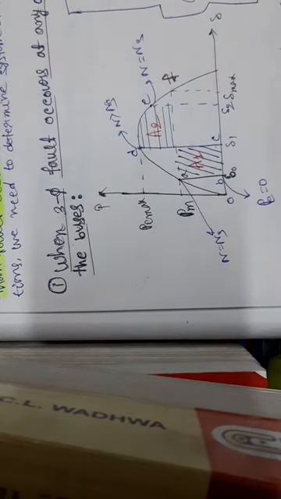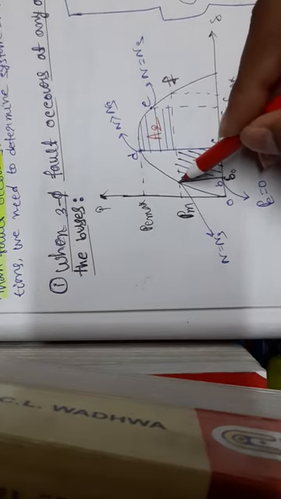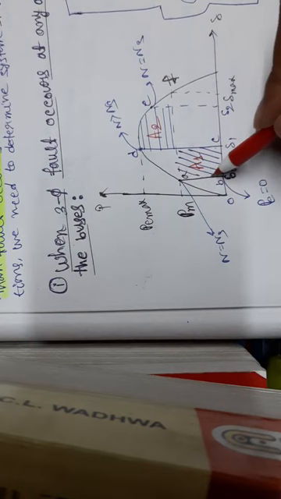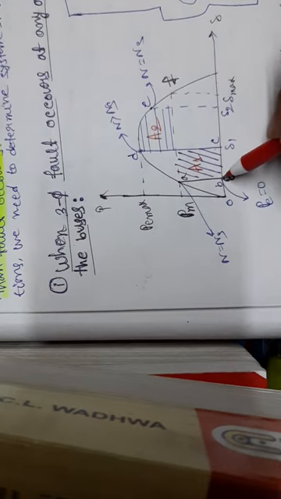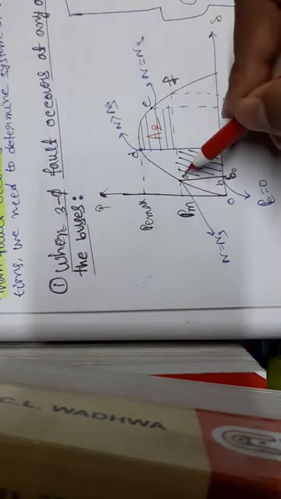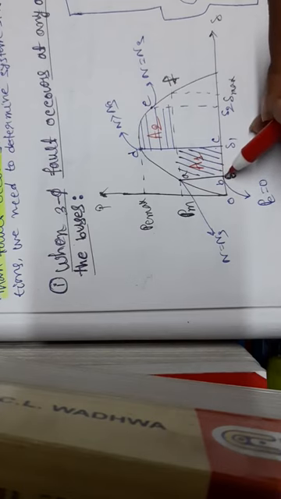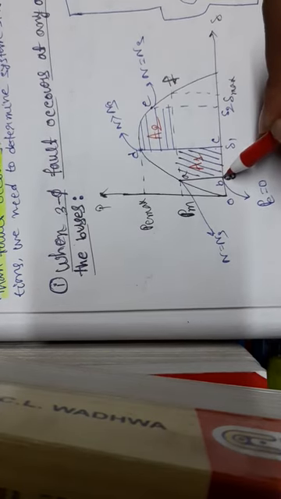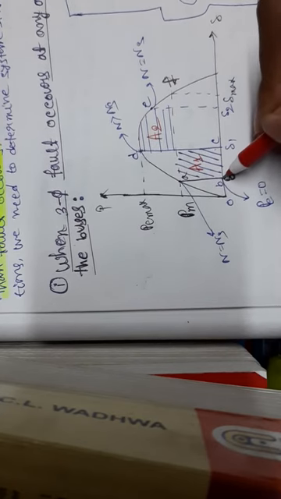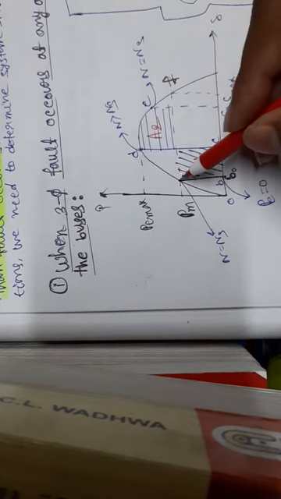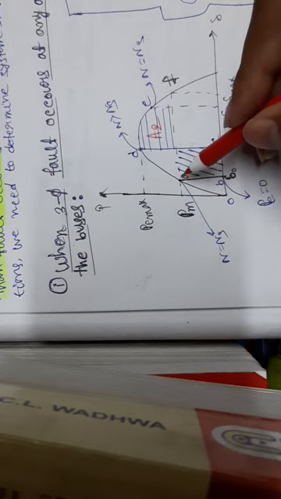Now suppose a fault occurs. When a fault occurs, this point will come down to that point, which we consider as point B. Now, what happens in this condition? Actually, in this situation, as a fault occurs, the electrical power becomes 0.